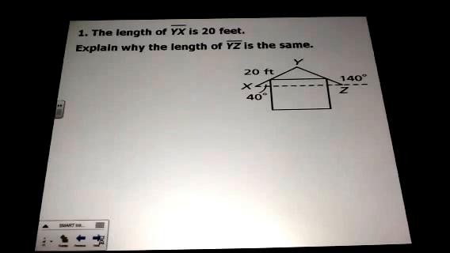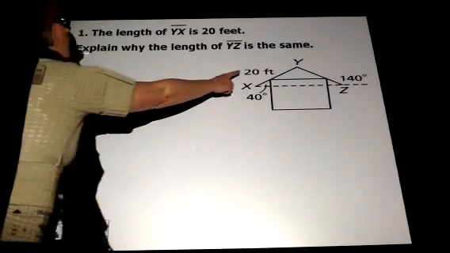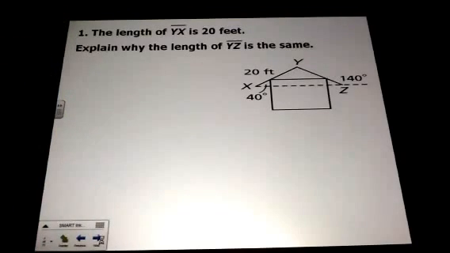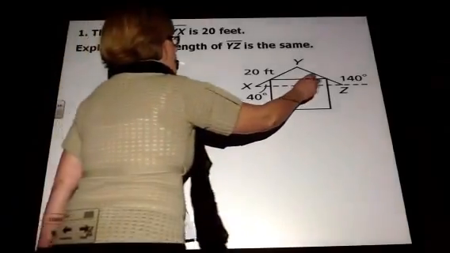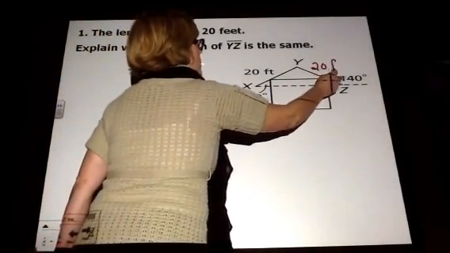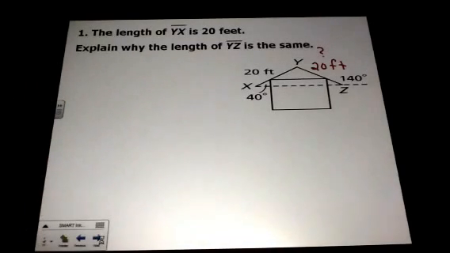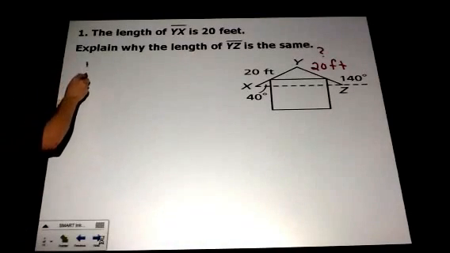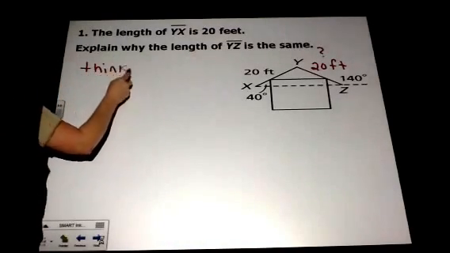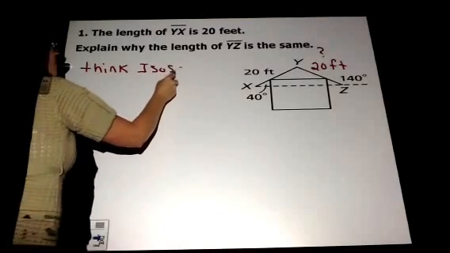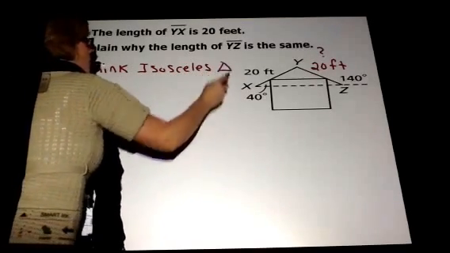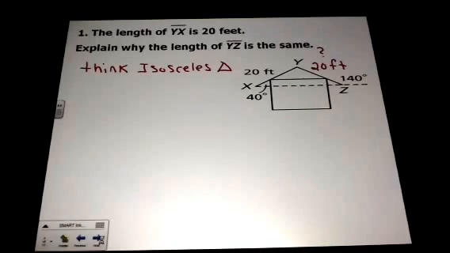All right, the length of YX is 20 feet. That's already identified for you. Explain why the length of YZ is the same. So we think that this right here is 20 feet. Well, how do we know that? So we need to think isosceles triangle here.